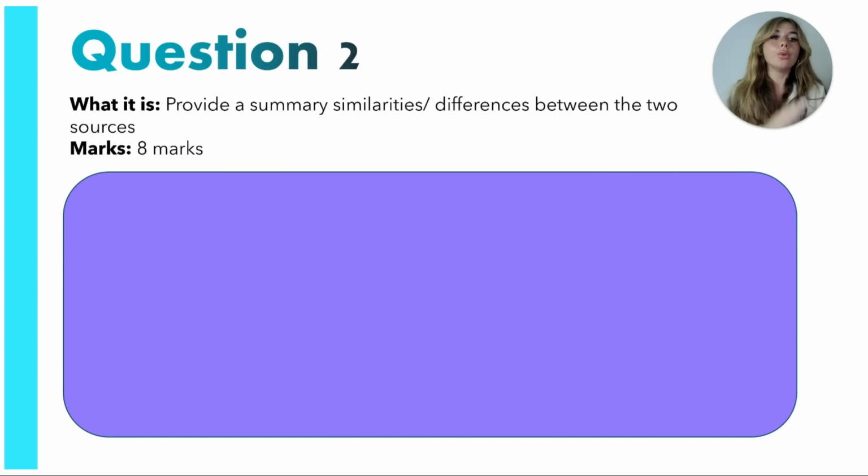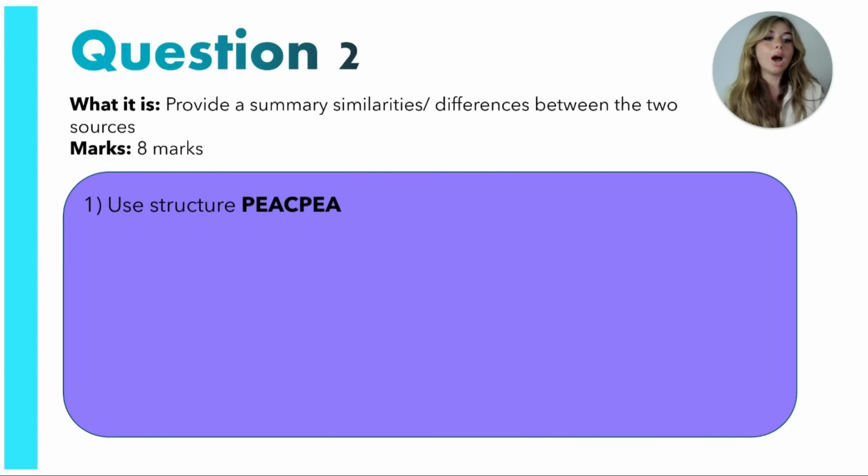So just so you know, you don't need to write loads and loads for this question. Again, this should be the second to last question that you end up doing because of the order you'll do the paper in. So my first top tip here is to use the structure PEAC PEC. Now, this is taken directly from the Lightup Hub, which we have all the structures done for you with sentence starters and everything. So this is what you're going to do.